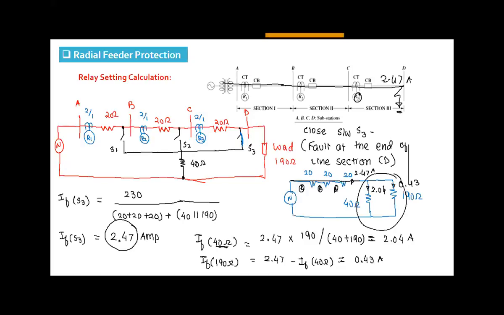2.47. Pickup of this is 1, this is 1.5, this is 2. Is the current more than pickup of all three relay? Is the fault current more than the pickup of all three relays or not? Okay. In other words, R1 will pickup? Actual current is 2.47. Fault current is 2.47 and pickup of R3 is 1 ampere. So R3 will pickup.